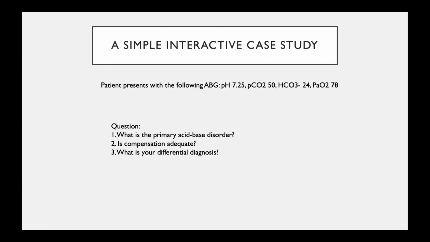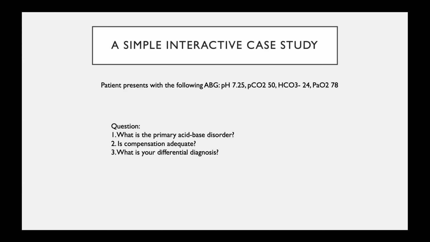So let's do a simple interactive case study. This is a basic blood gas report like we get in the undergraduate course, where they give the pH level and carbon dioxide. The pH is 7.25, acidosis, and carbon dioxide is 50. So it is carbon dioxide retention, bicarbonate is normal, and oxygen is also a bit low, right? So what's the primary acid-base disorder here? The pH is down and carbon dioxide is going up, opposite directions. It's a primary respiratory problem, respiratory acidosis. That's fine. Is the compensation adequate? It is not adequate. Why? The pH is still low.